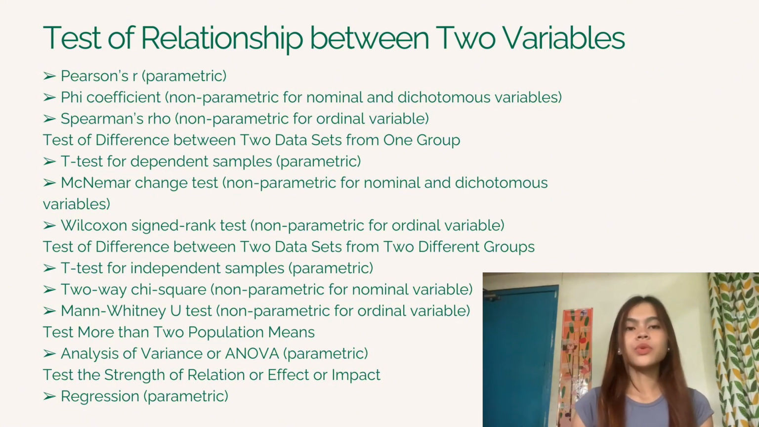Test of difference between two datasets from two different groups: t-test for independent samples, parametric; two-way chi-square, non-parametric for nominal variable; Mann-Whitney U-test, non-parametric for ordinal variable.